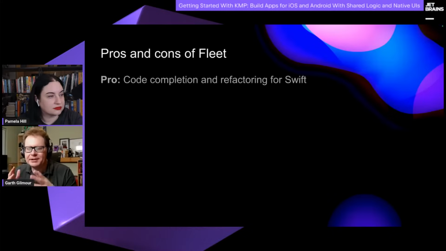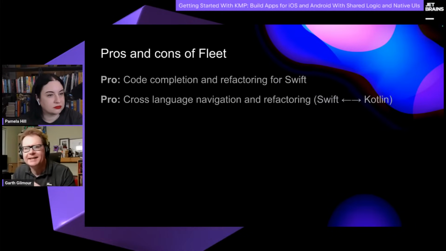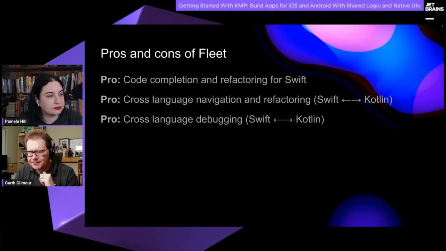So good things about Fleet. Well, here, remember, the use case that we're doing is the native UI, okay? So we're going to be writing and editing an awful lot of Swift code. So it's really good to have code completion and refactoring and so on right there, built in the IDE. And then we're going to have Swift code calling Kotlin code. So cross-language navigation and refactoring, very useful, okay? So if I have some Swift code that's calling a Kotlin function, well, I want to be able to navigate to that Kotlin function. And then back in the Swift code, if I do a refactor and a rename, I want that to work. I want the Kotlin function to be renamed in the corresponding Kotlin file.